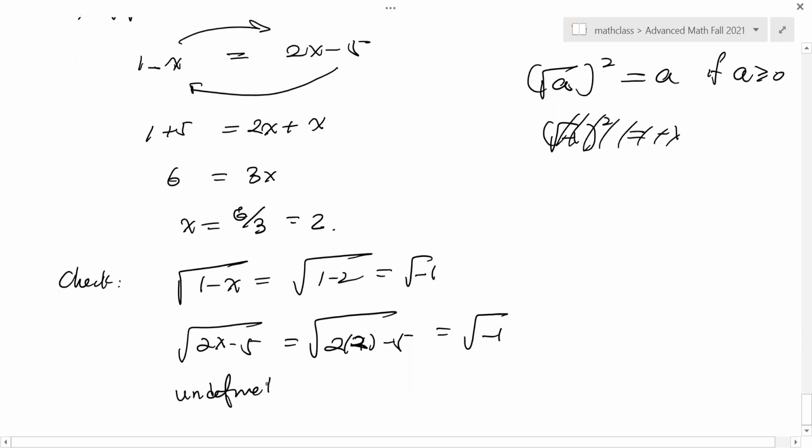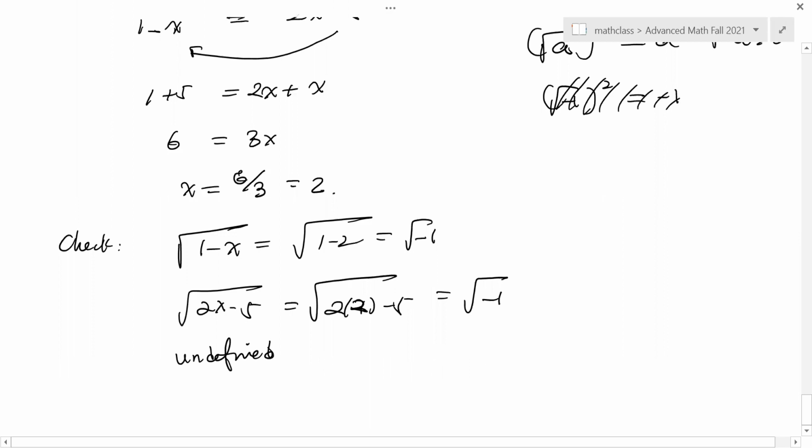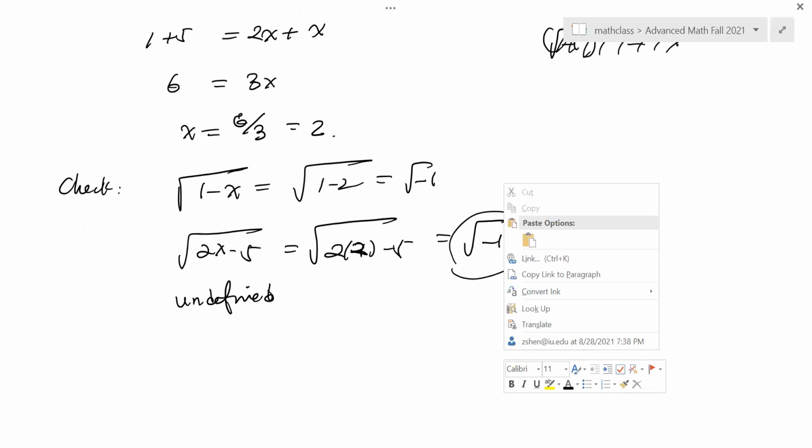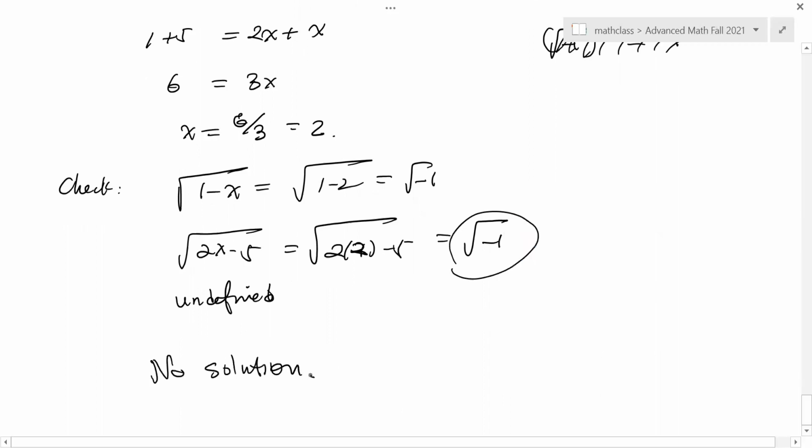So we cannot say that it has a solution, because when you plug 2 for x into the expression on the left-hand side and right-hand side, it's not defined. So I have to say no solution. 2 is not a solution in the usual sense. In the more general sense, yes, 2 is a solution, but you have to go to the field of complex numbers. Because this expression in the real world is not defined, I have to say that no solution is the correct answer.